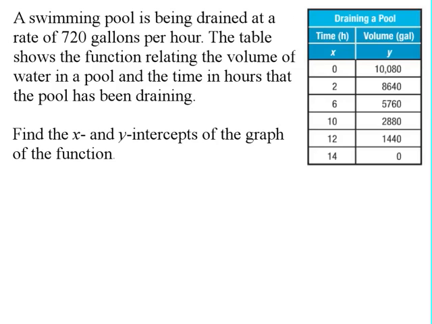Okay, so let's look at this. It says a swimming pool is being drained at a rate of 720 gallons per hour. The table shows the function relating the volume of water in a pool and the time in hours that the pool has been draining. Find the x and y intercepts of the graph of the function.